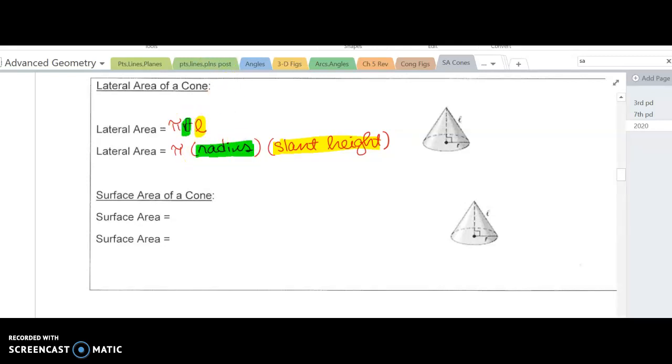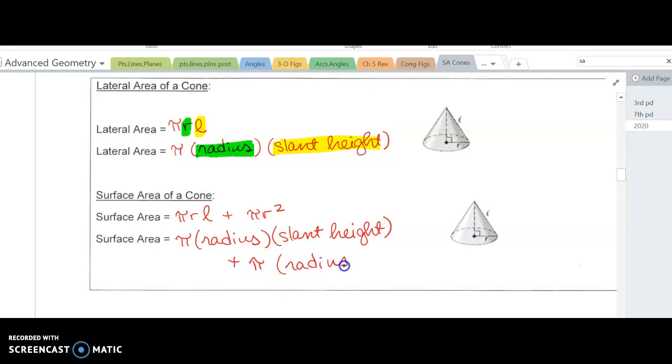And then for the total surface area, including the base, we just do pi r times L plus the base, which is pi r squared. So that's pi times radius times slant height plus pi times radius squared. I'm just going to write this out in words. You don't have to, but I just want you to remember what all these things stand for.